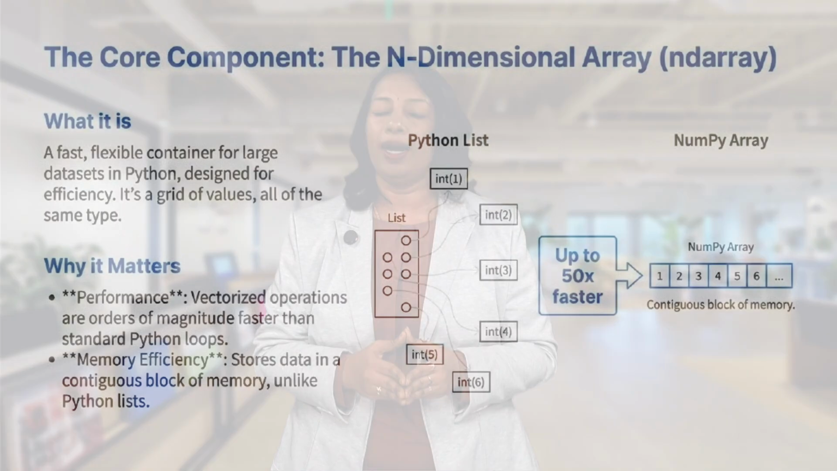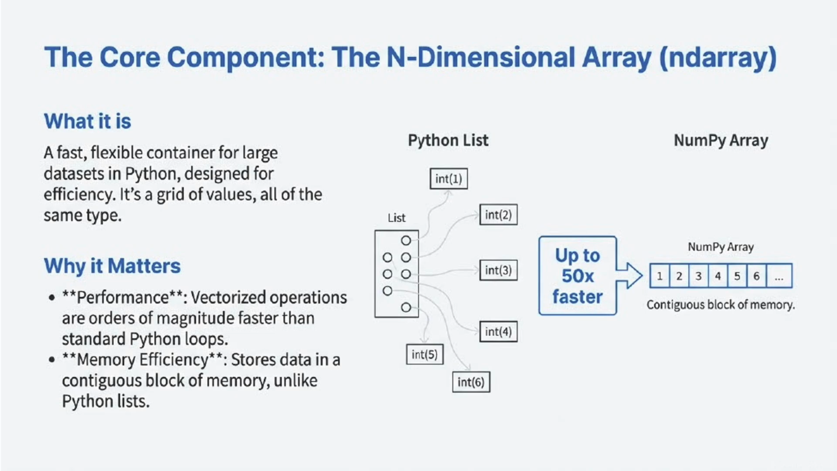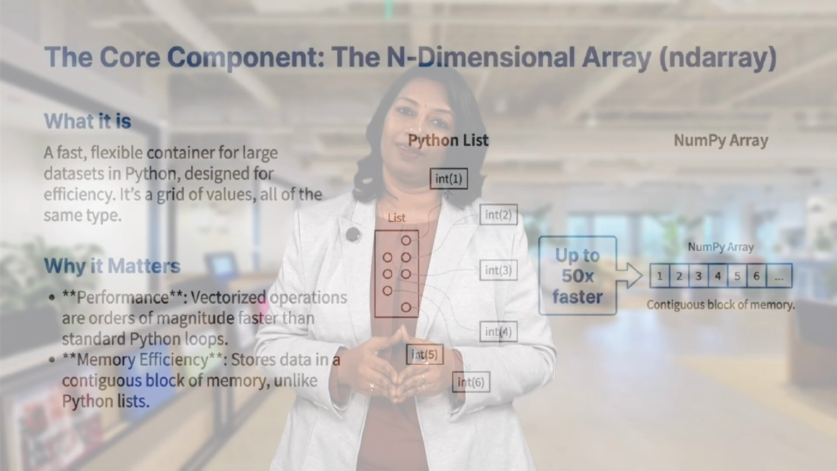The NumPy array, also called ndarray, is a fast, memory-efficient container for large data sets. Unlike Python lists, all elements in a NumPy array are of the same data type. This allows NumPy to store data in contiguous memory blocks. Because of this, NumPy operations can be up to 50 times faster than Python loops. Let's see how to create NumPy arrays and access their data using indexing and slicing. Let's break it down step by step with clear examples.